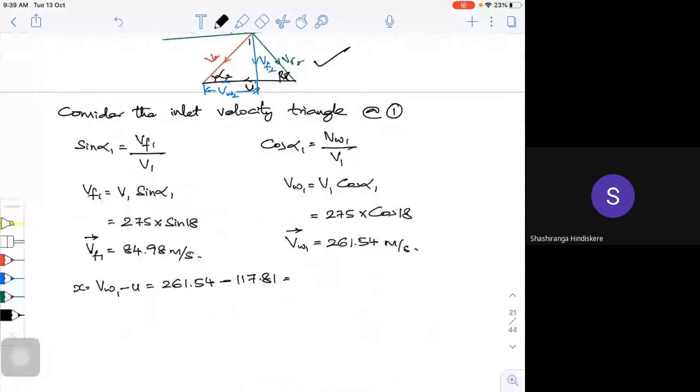117.81. I am getting 143.7 meters per second. Okay.